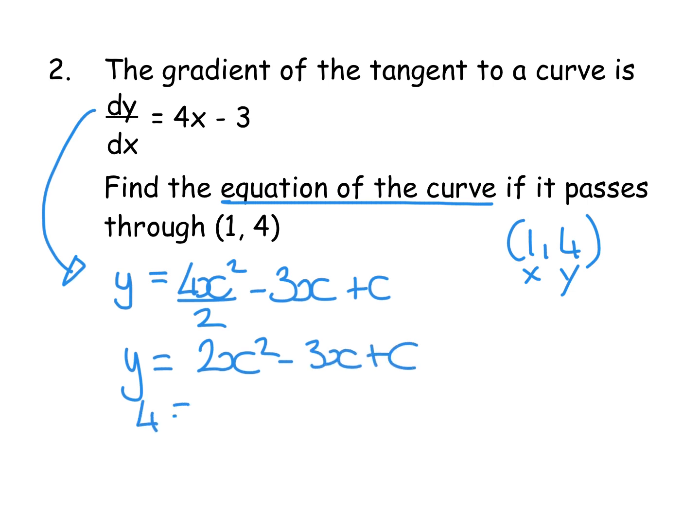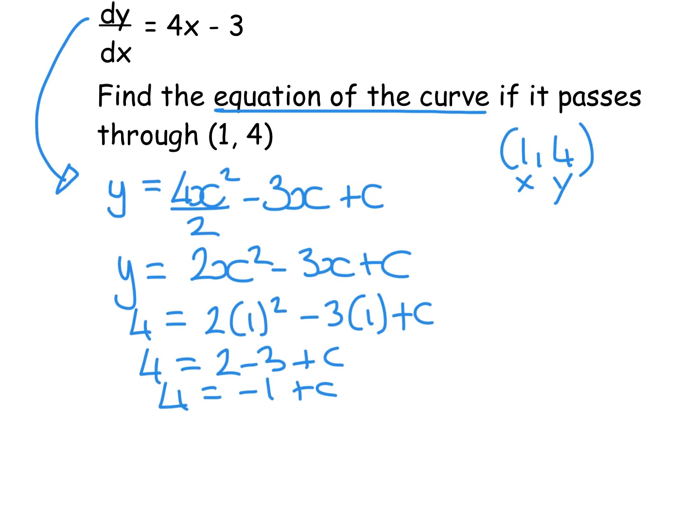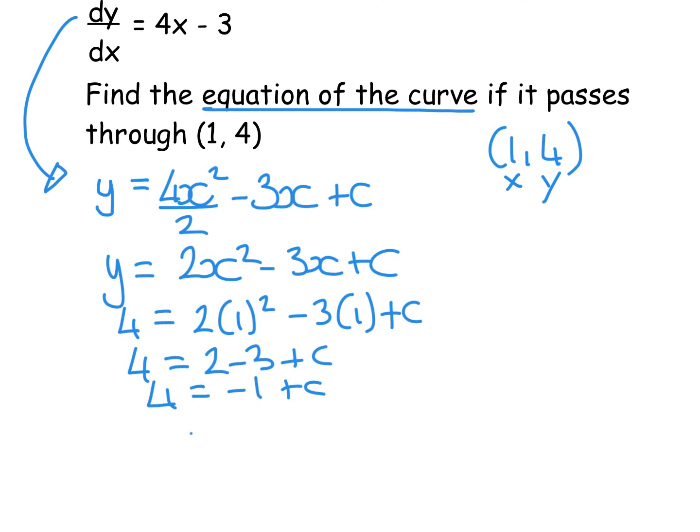So we end up with 4 equals 2 times 1 squared, take away 3 times 1, plus c. So 4 equals 2 take away 3 plus c. 4 equals minus 1 plus c. So that makes c equals 4 plus 1, so c equals 5. And all that's left to do is go back and rewrite from this line here: y equals 2x squared minus 3x plus 5.